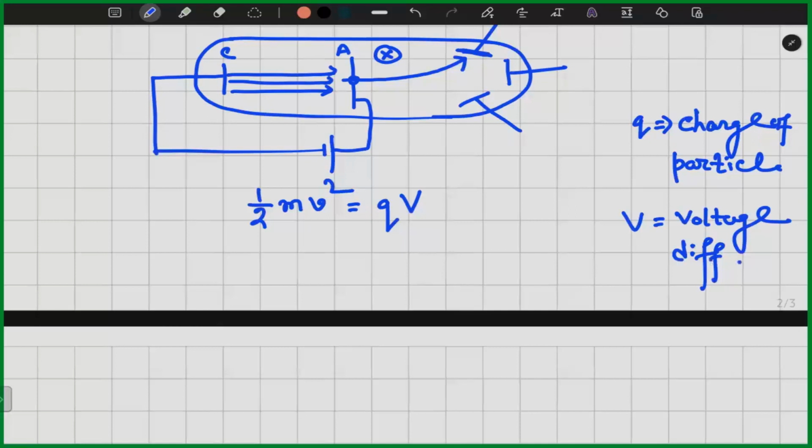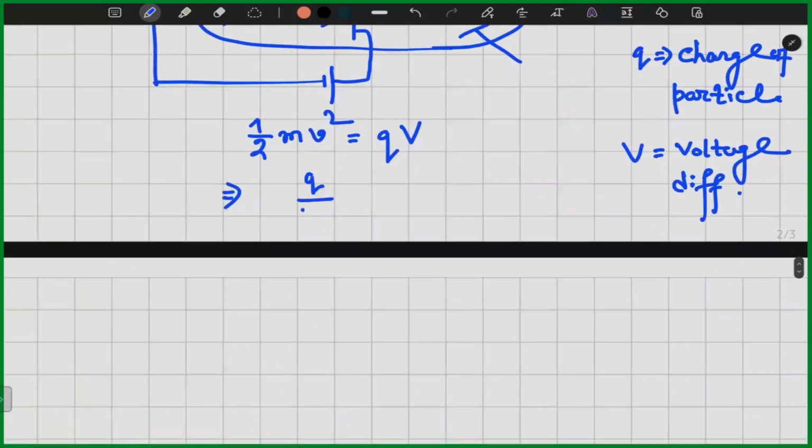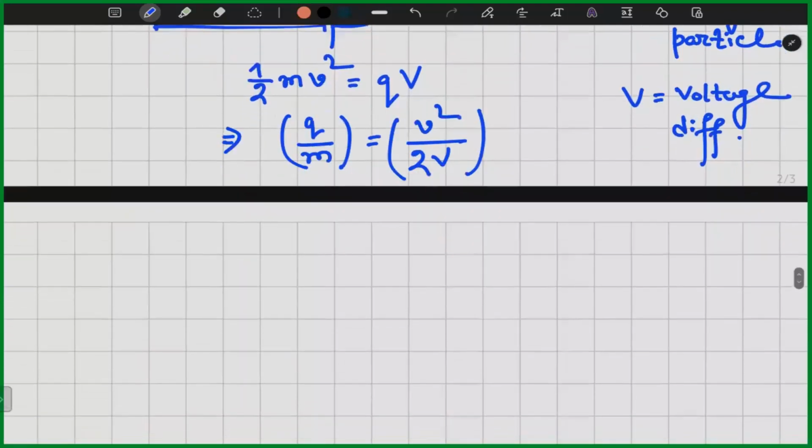So this q into V, due to this voltage difference, the particle moves, and that's why the particle gains a velocity. So we can write this equation: half mv square equals q into V. This is the kinetic energy, and this is kind of potential energy. Due to that potential difference, the particle gets accelerated, and that's why there is kinetic energy. So from here we can write q by m equals v square by 2V. Here the small v is the velocity and capital V is the voltage.